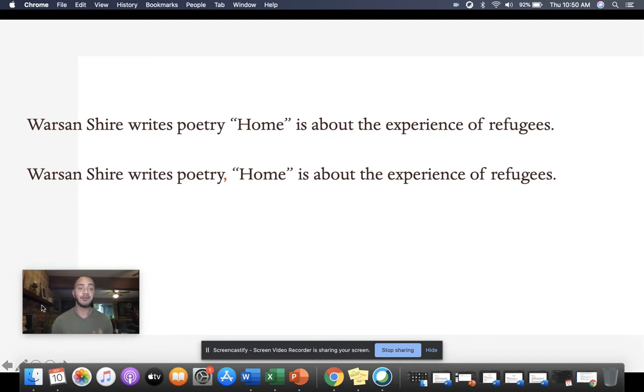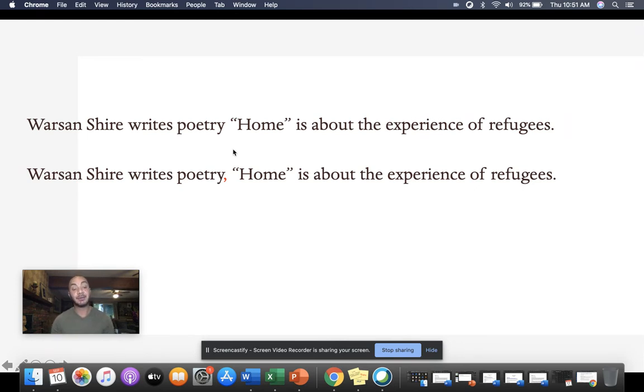So if you take a look at the first example, Warsan Shire writes poetry, home is about the experiences of refugees. Notice that in between these two independent clauses, there is nothing. There is no unit of punctuation that is connecting them together. There is no signal word that is connecting them together. And so this is a form of a run-on. Run-ons happen when you have two independent clauses or two simple sentences that are jammed together or that are run together incorrectly. And so the first one is an example of what is called a fused sentence.